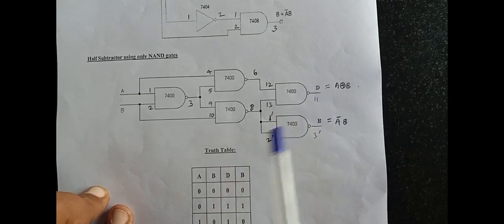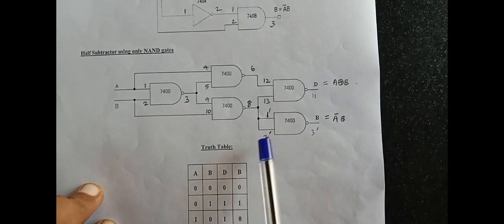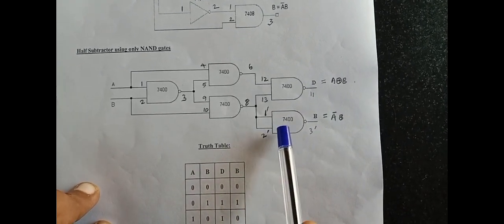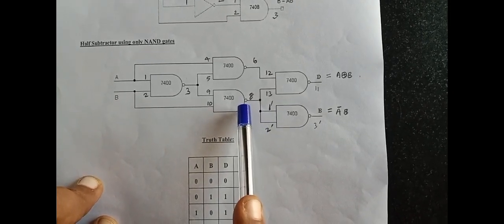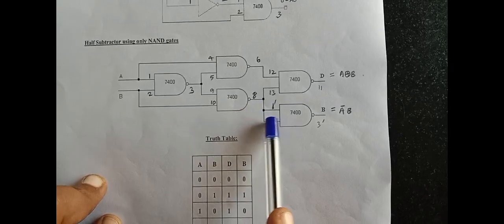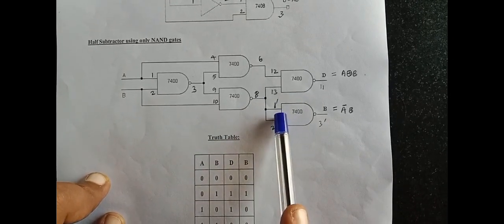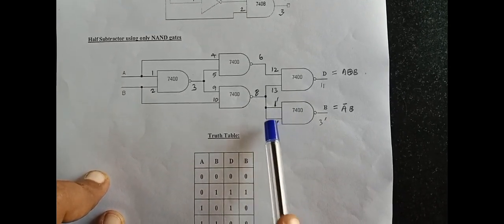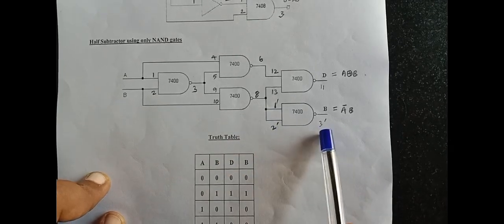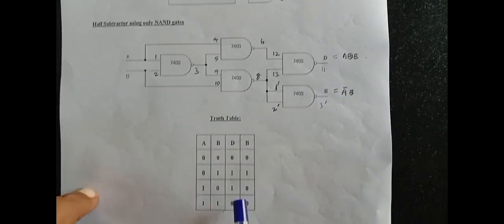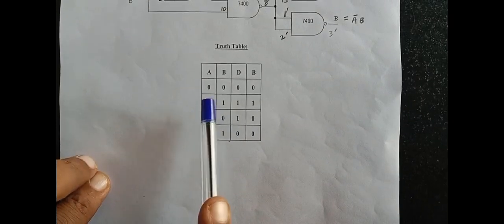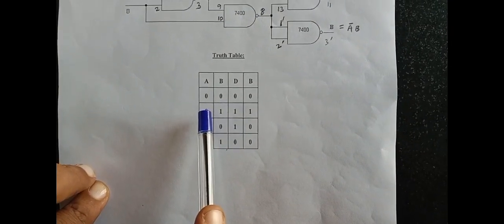This is the difference. So for the borrow output, we need to connect another NAND gate, where pin number 1 and 2 are short circuited. So the output of the first gate, pin number 3, is given to the input of this NAND gate. Pin number 1 and 2 are already short circuited, either 1 or 2. So the output is taken from the third pin, borrow, that is equal to A bar B. So this is the truth table for half subtractor using NAND gates.